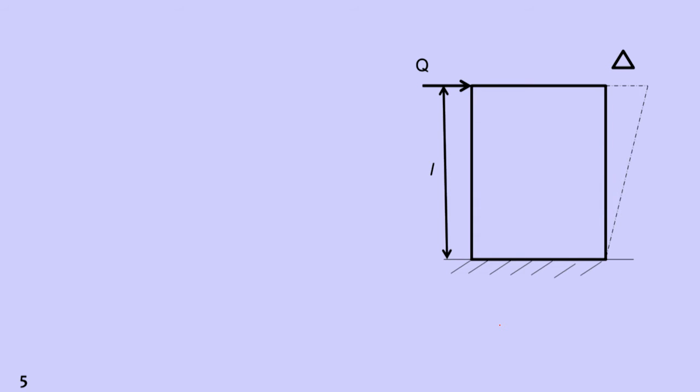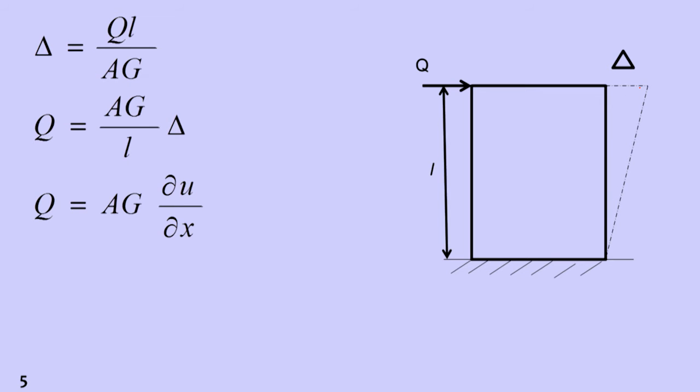So if we apply shear force Q and the deflection is delta, we can write delta, the deflection, is equal to QL by AG. Q is the shear force, L is the height or length of that member, A is the cross-section area, and G is the shear modulus. From this we can write Q is equal to AG by L into delta.